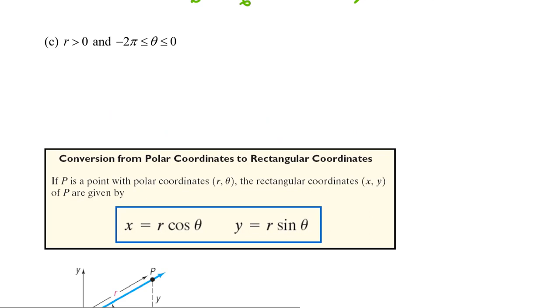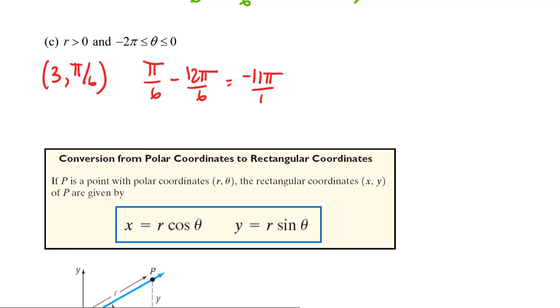Part C, we're back to a positive radius, but now we want to have a negative theta that's between negative 2 pi and 0. So remember that we started with the point 3 and pi over 6, and if I were to subtract a full rotation, or 2 pi, from pi over 6, I'm going to get negative 11 pi over 6. So I'll describe this point as 3 and negative 11 pi over 6.